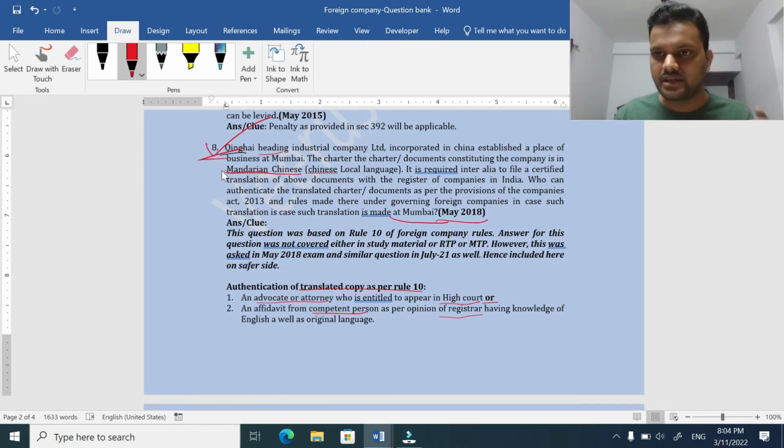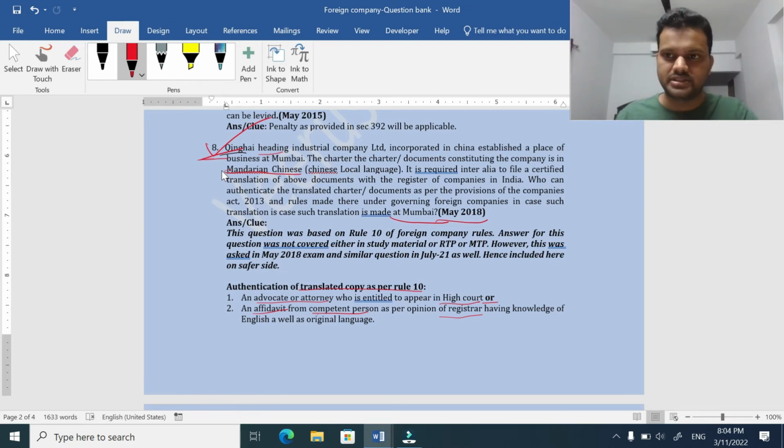Particularly for this purpose, there is a list of service providers available with the ROC, so he can nominate one of them. That person has knowledge of the particular Chinese language as well as English. He will use his expertise to read and authenticate those documents, then submit an affidavit in this behalf to the registrar. So this is how the authentication happens.